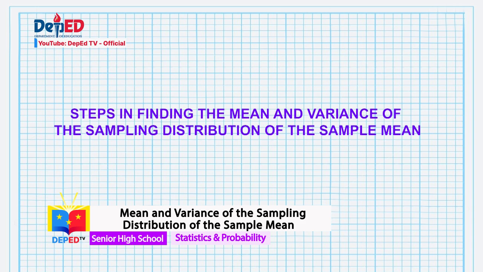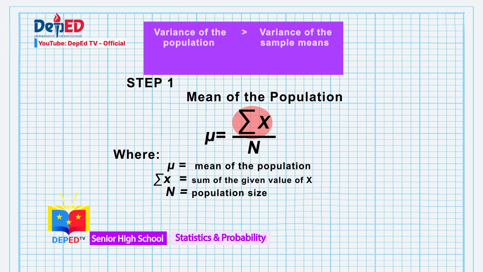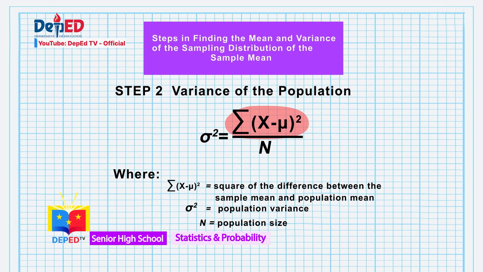The steps are, first, to compute the mean of the population, which is the summation of x divided by the total number in the population. You may also use the formula, where N is the population size, sum of x is the sum of the given values of x, and mu is the mean of the population. Second is to compute the variance of the population using the formula, where the numerator is the square of the difference between the sample mean and the population mean, sigma squared is the population variance, and N the population size.